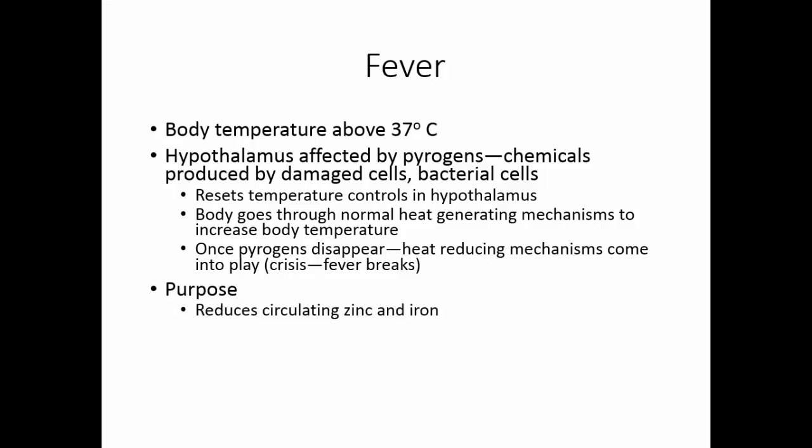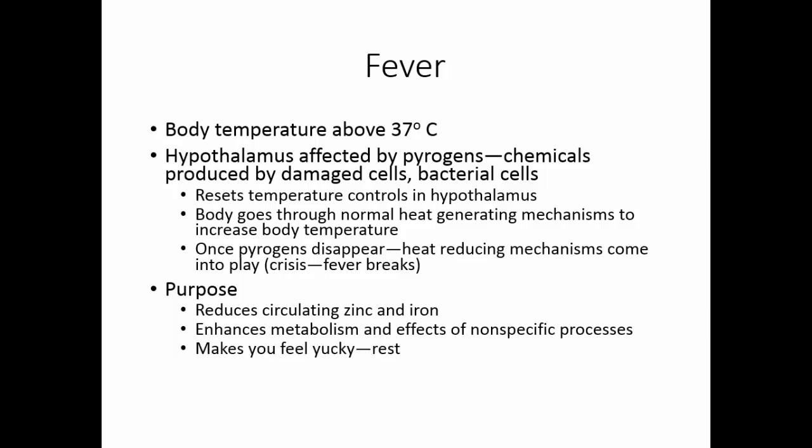The purpose of fever is to reduce circulating zinc and iron. These can be growth-limiting factors for many pathogens. It won't prevent them from growing totally, it won't kill them at all, but it will reduce their ability to reproduce as quickly. It will lengthen their generation time. By reducing the number of bacteria in the body, it gives the immune system a little longer to get a handle on things. Also, fever enhances metabolism and the effects of the other nonspecific processes.